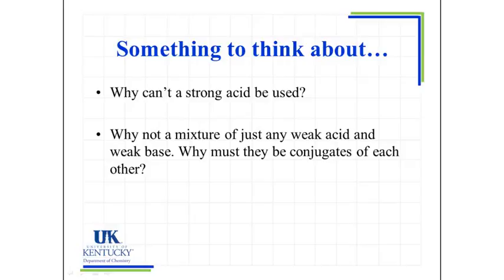So we have a couple things to think about here. Why can't you use a strong acid and its conjugate base? For example, why can't you just have HCl and sodium chloride and say that's a buffer? Well, the reason you can't do that is because the HCl, we know, 100% ionizes. And you would not have any acid in your solution to neutralize the base. So you would just have a bunch of Cl minuses floating around in solution. And you wouldn't have any HCl.